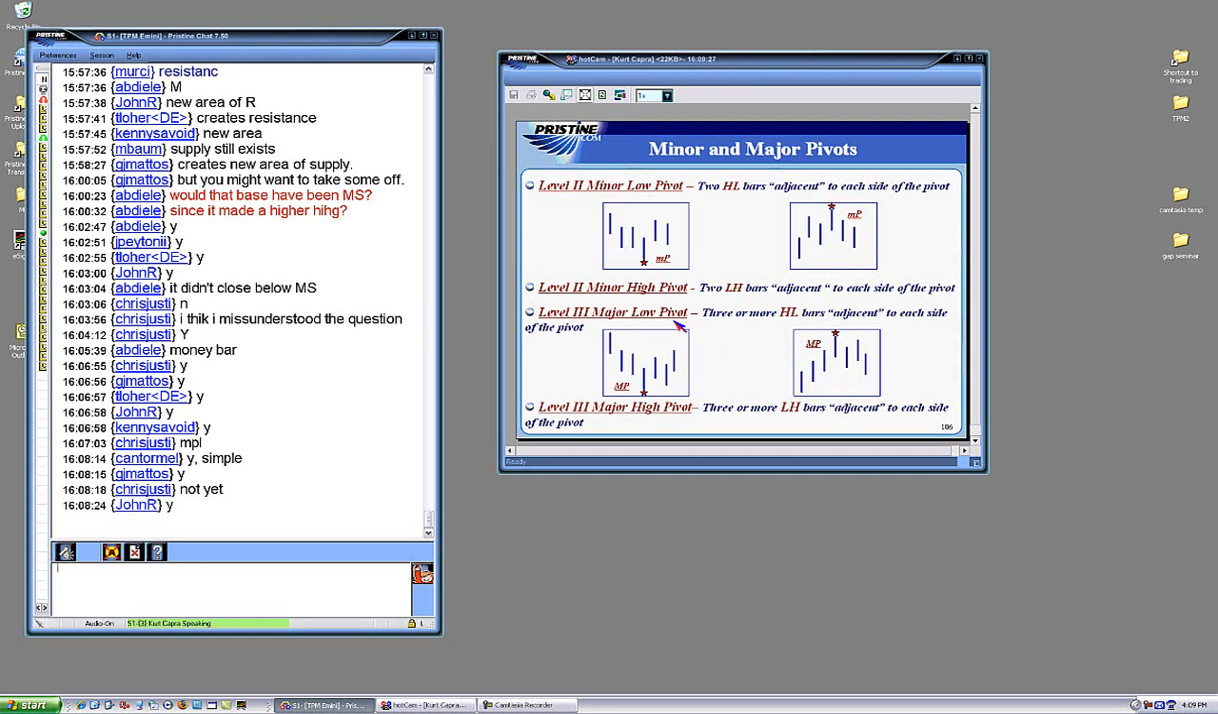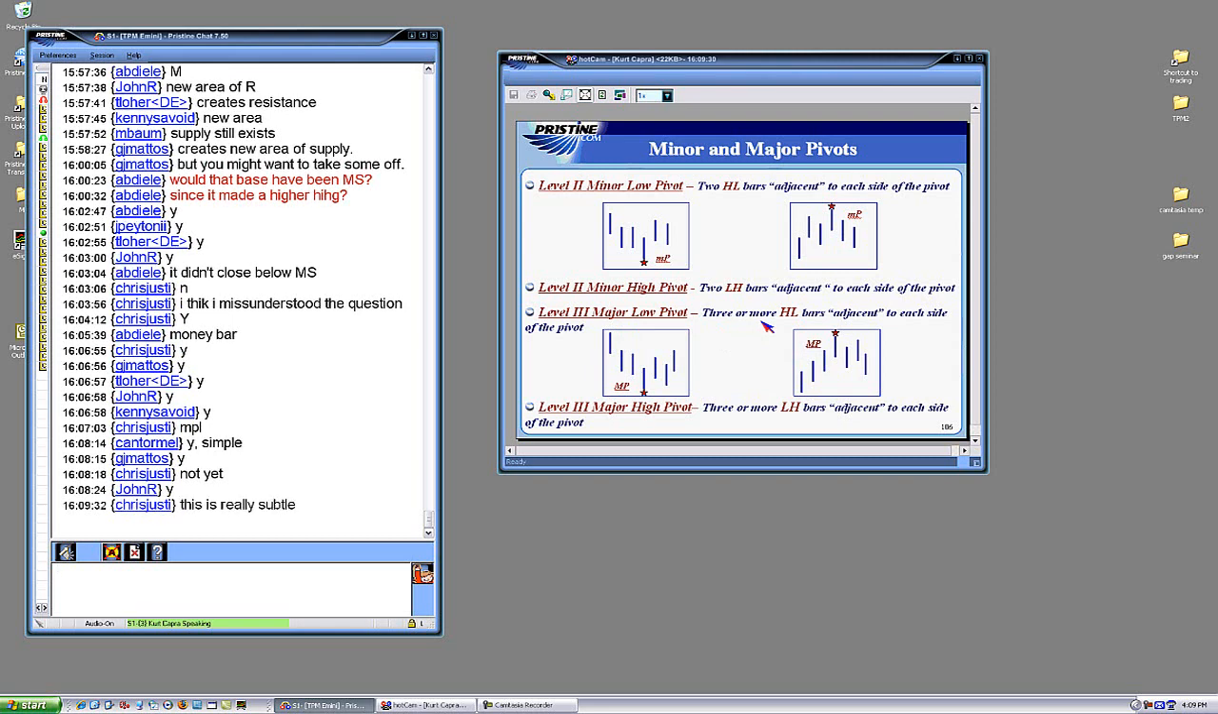Level 3 major pivot low. 3 or more higher low bars adjacent to each side. Again, it does not have to be higher high, higher low. And that's what kind of makes it difficult to understand at first. But once you train your eye to see it, like anything else, it's going to start to click. It's going to become second nature. It's just getting used to it at first.